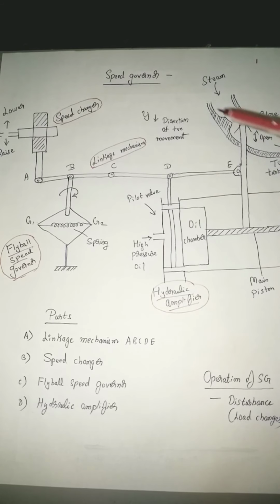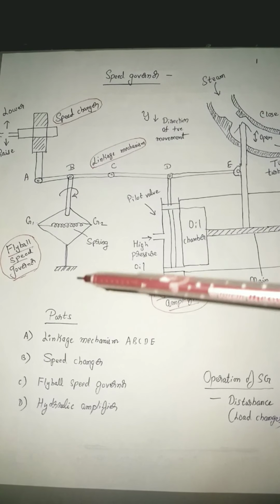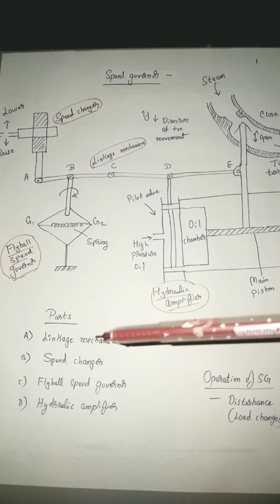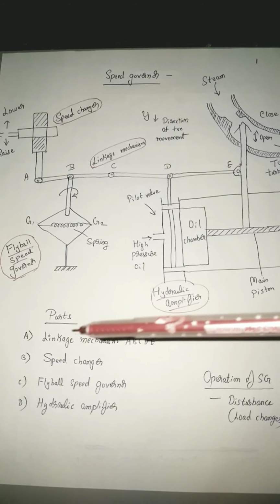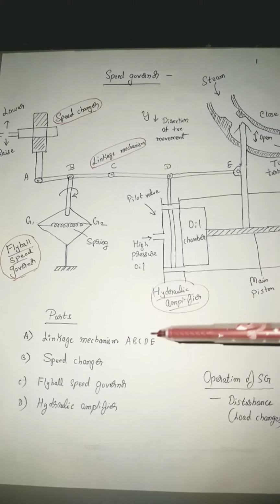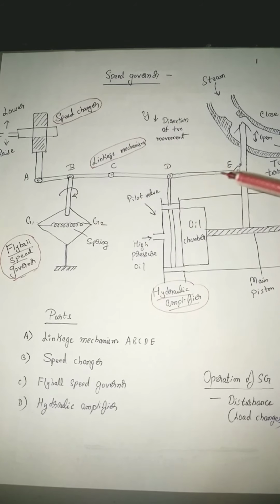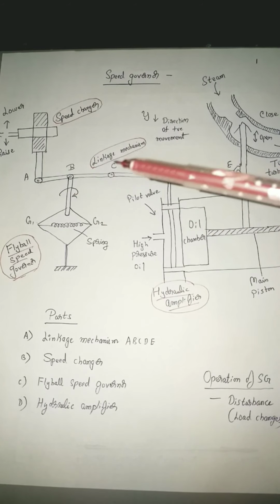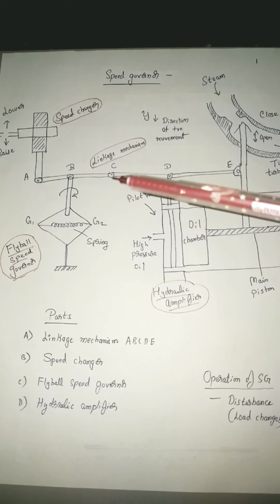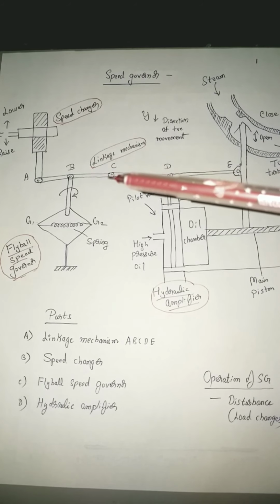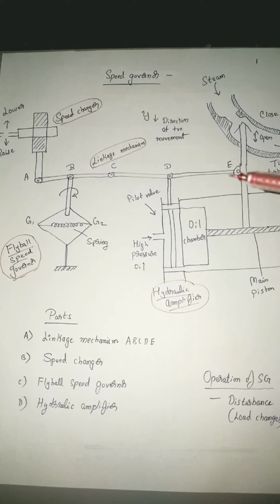Now let us see the coordination of each of these parts whenever there is a load disturbance. Before that, first we should understand the features or speciality of each of the parts. So first let us come to linkage mechanism A, B, C, D, E. As the name says, it is just linking the various parts of the speed governor. Here, link C and link E are basically rigidly fixed. Rigidly fixed in the sense they will not be able to move.